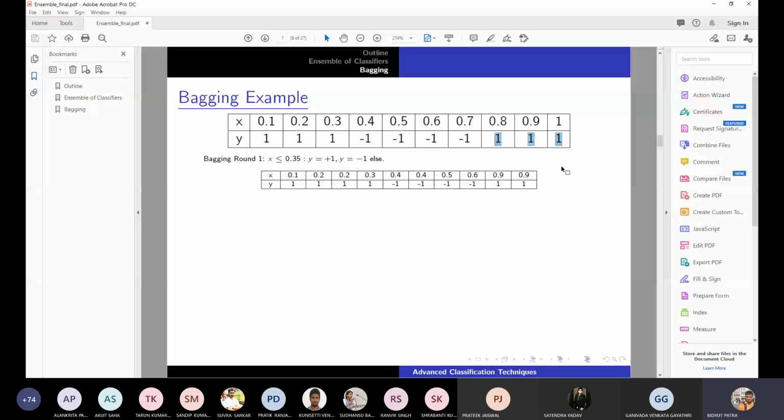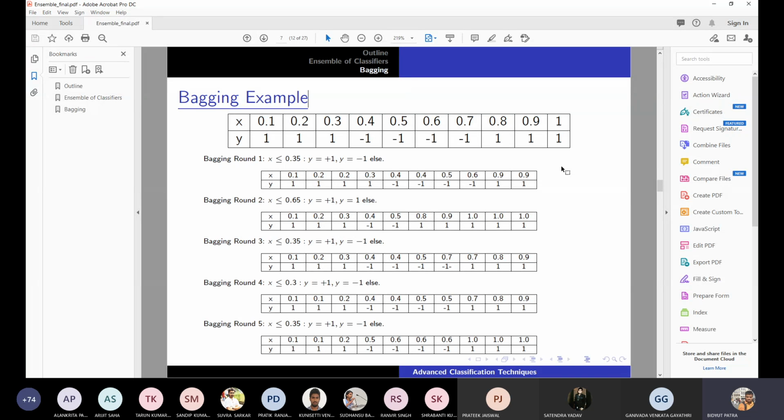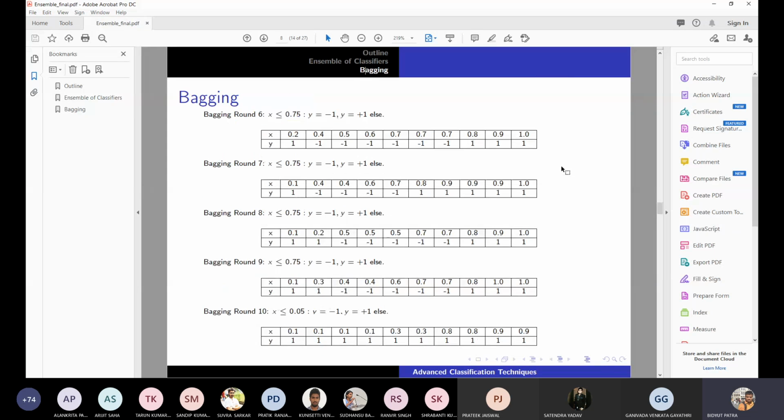Okay, if you understand these bagging techniques, now we move to, not bagging, sorry, boosting.